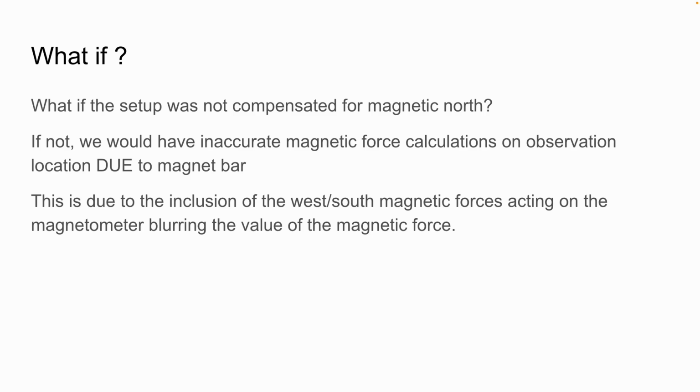What if? What if the setup was not compensated for the magnetic north force of Earth? If not, we would have inaccurate magnetic force calculations on observation location due to the magnetic bar. This is due to the inclusion of west and south magnetic forces acting on the magnetometer, blurring the value of the magnetic force of the actual magnetic bar.